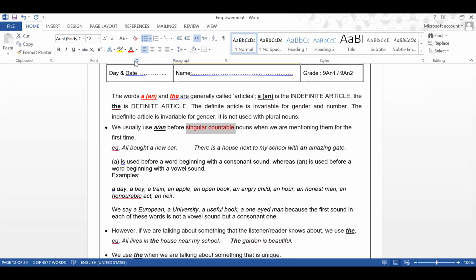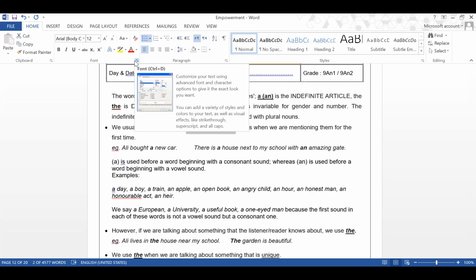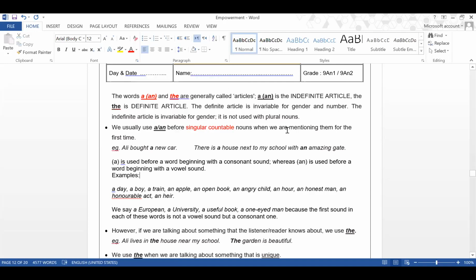So the condition to use them is that we use them before a singular countable noun, and these nouns are mentioned for the first time, so that the listener doesn't know this, or the speaker didn't talk about this before. For example, I want to tell you about a book that I bought. This is the first time I'm talking about that book. You don't know which book I am talking about. So I say, yesterday I bought a book.